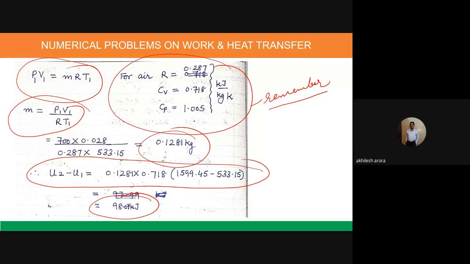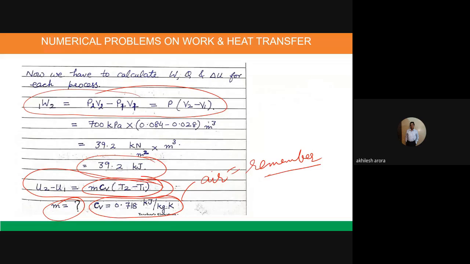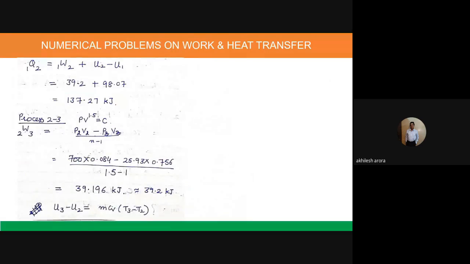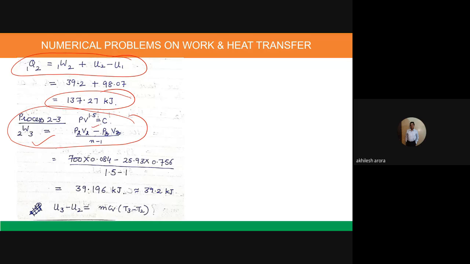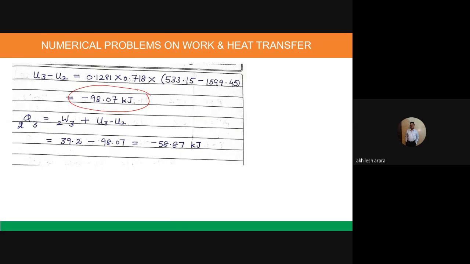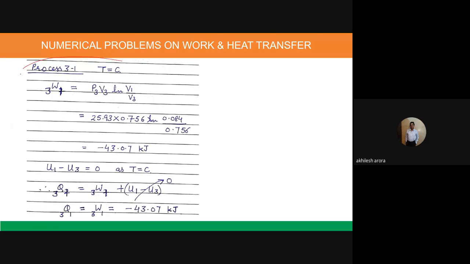You know the formula of change in internal energy. It is mCv (T2 minus T1). Then for any process you can use the first law of thermodynamics, and then you can calculate the value of Q1 to 2. Then you can go for the process 2 to 3. The work is given by (P2 V2 minus P3 V3) over (n minus 1). You put the values, calculate it. Then you can calculate the change in internal energy once again. This comes out to be this value. Then calculate heat transfer. This can be calculated easily from the first law of thermodynamics, FLT.